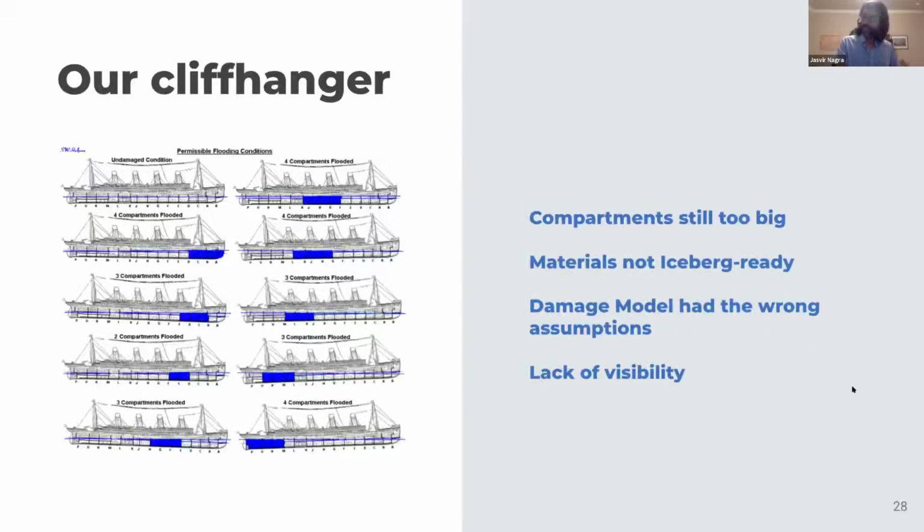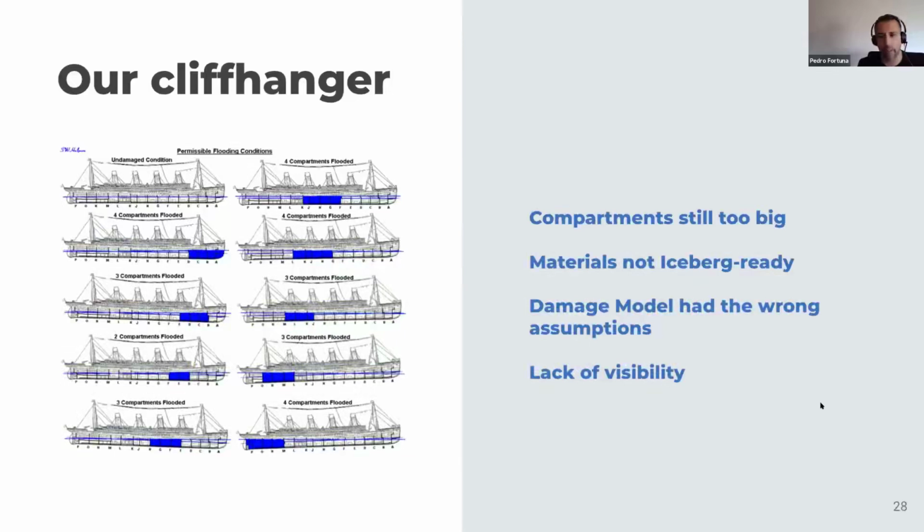I think that this brings us back to our cliffhanger, Pedro. Yeah, and we are back. So like we said, the implementation was flawed and we promised to explain why. So in short, with the Titanic, there were 4 problems at least. So the compartments were still too big, only 16 compartments. So any compartment being compromised, it was like a huge portion of the ship.